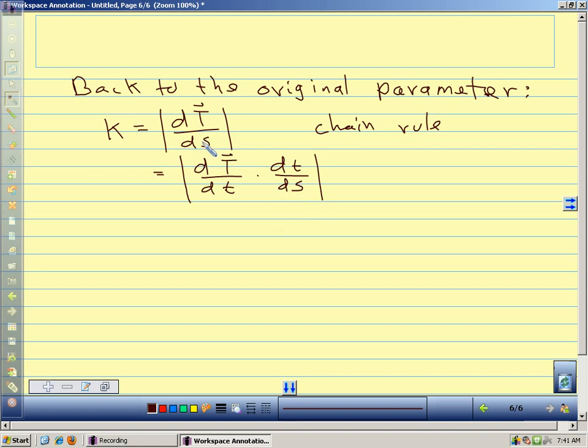This is our arc length. Yeah, that's our arc length, small s. Usually we use capital S for surface area, so the arc length is our small s. And I'm going to rewrite this as dT/ds, which is dT/dt divided by ds/dt. How can I rewrite this?